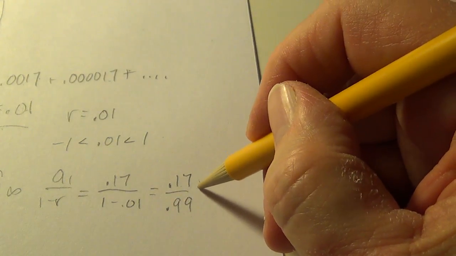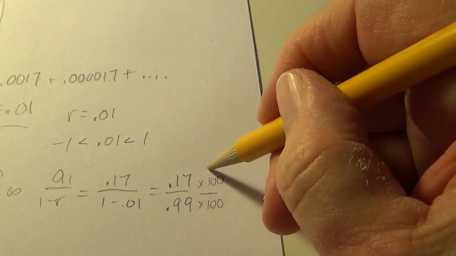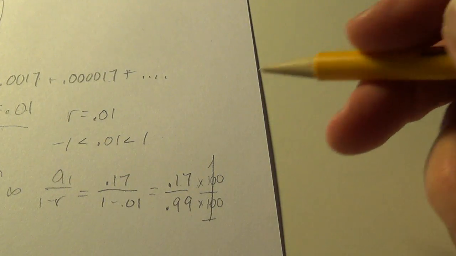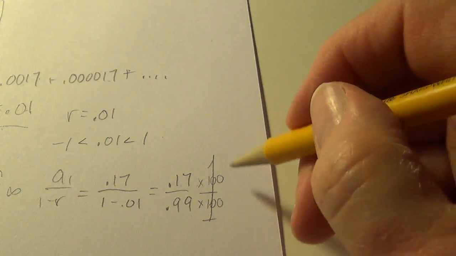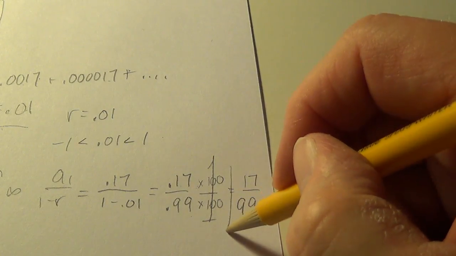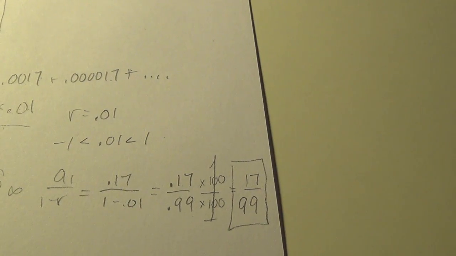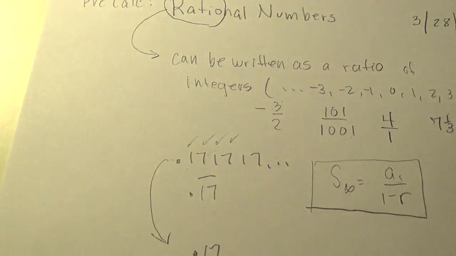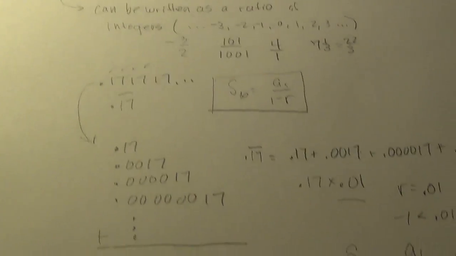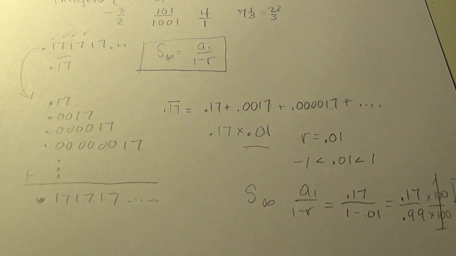Well, I can multiply the top by 100 and the bottom by 100, because 100 over 100 is just 1. So I haven't changed the value, just the form. The decimal will go over twice on the bottom and twice on the top. So I maintain that 17 over 99, if you put that into your calculator, you will see that it gives you 0.171717. So I'm going to be giving you problems like this, and I'll just discuss one more.